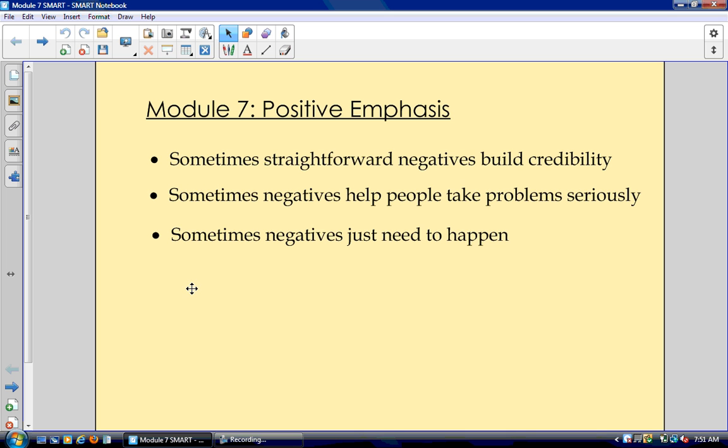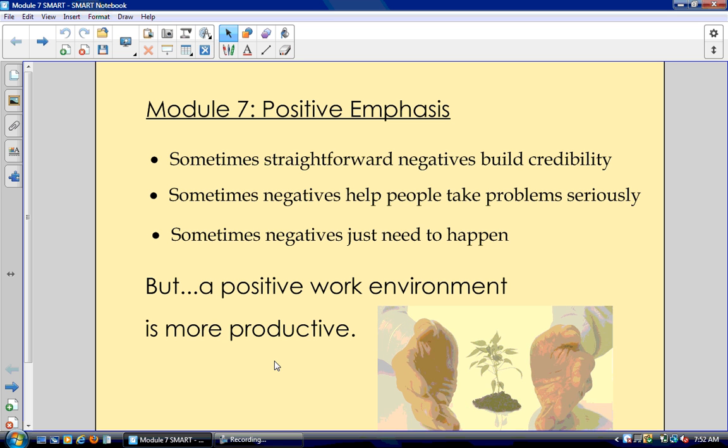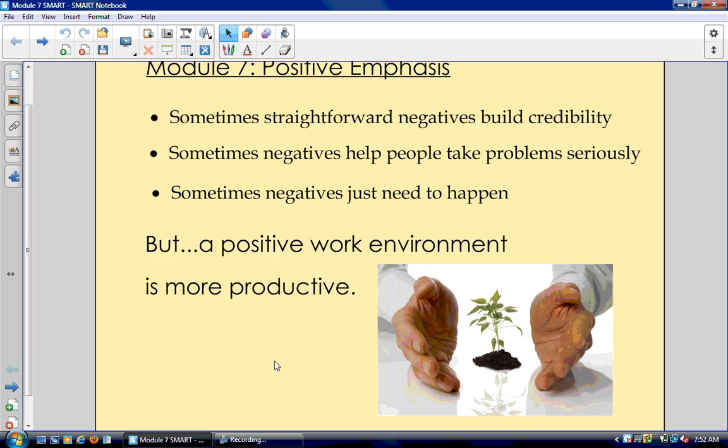However, when we have to deliver negative information, it's good if we can still keep our sights on the positive emphasis because, as I mentioned, a positive work environment is just more productive, it's more pleasant. That makes people buy in more, be motivated more, want to be a part of your team.